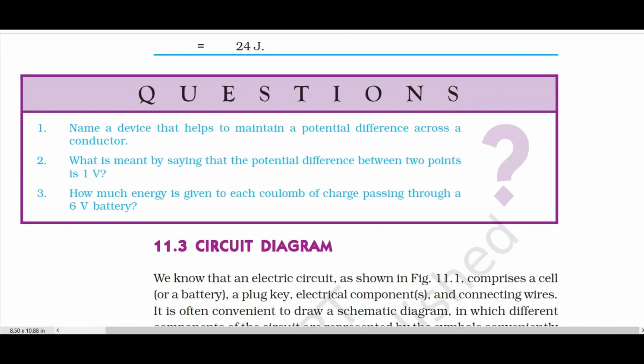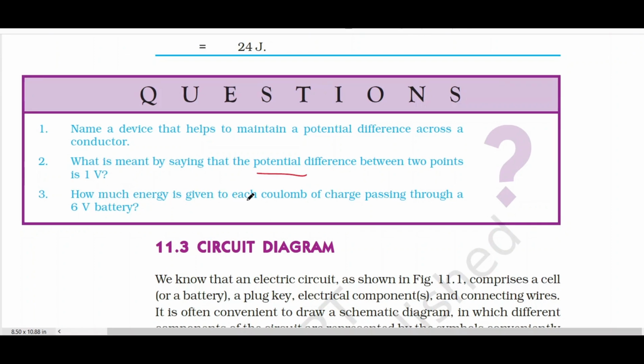Okay. So now let's do these questions. Name a device that helps to maintain the potential difference across a conductor. So this is again a battery which might have multiple cells. What is meant by saying that the potential difference between 2 points is 1 volt? That means that if you do 1 joule of work to move 1 coulomb of charge from one point to another, you have a potential difference of 1 volt.